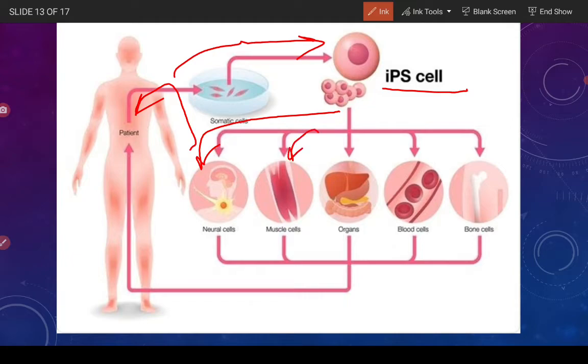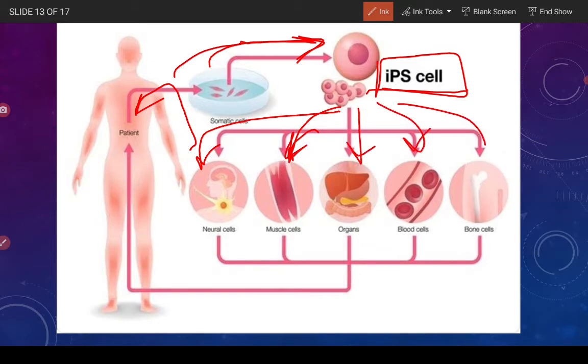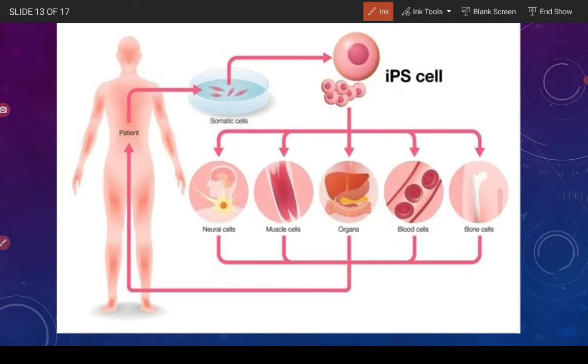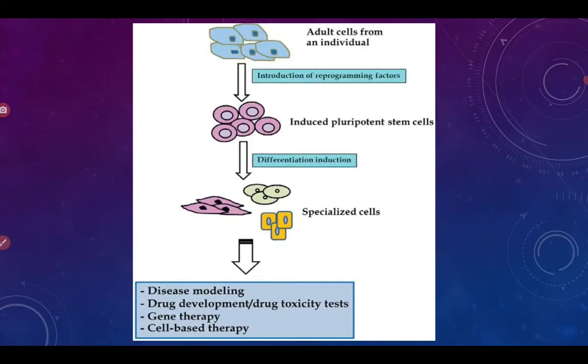Or the same for the muscles. If some of our muscles in our abdomen and our gut are hurt or we have lost them, using somatic cells and inducing them to become induced pluripotent stem cells, we could create any kind of organ or blood cell or bone cell or neural cells to give to the patient. So this is the function of induced pluripotent stem cells. These are very important, of course.